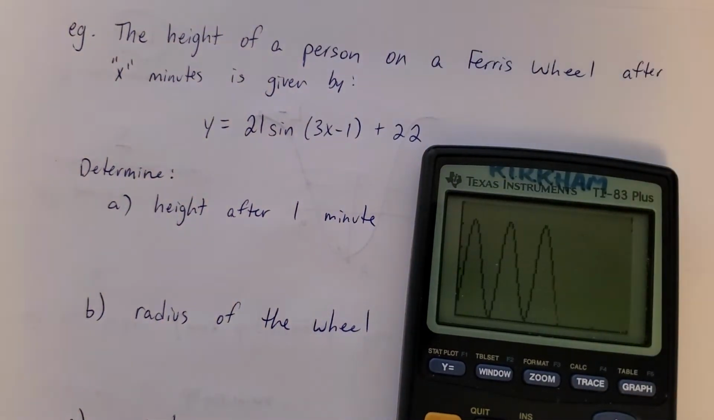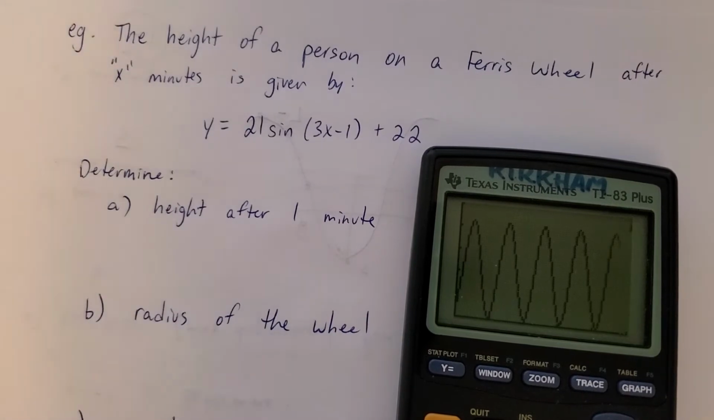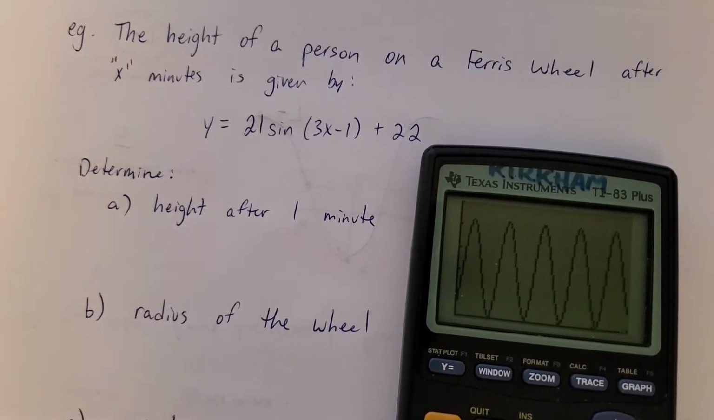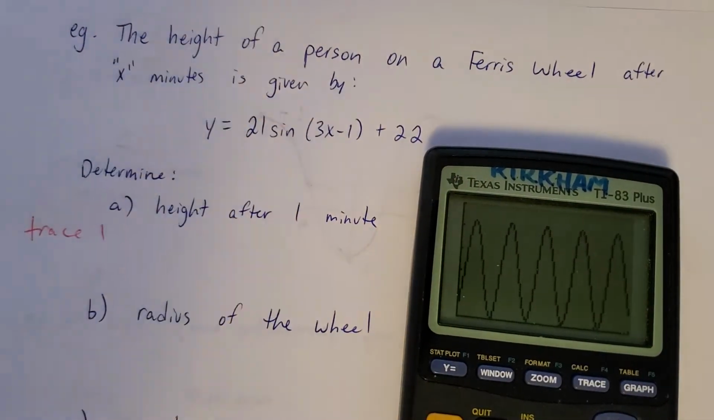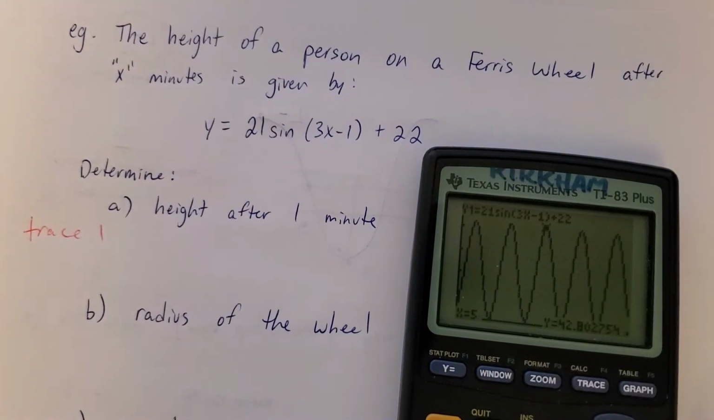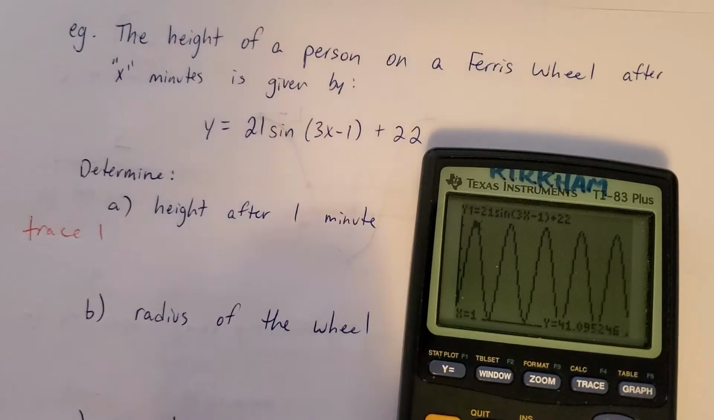So there's the Ferris wheel going up and down. Maybe you don't stay on for 10 minutes, or maybe this is a fast Ferris wheel. I don't know, I just made up the numbers. Okay, so determine the height after 1 minute. The height is a y value, so we just need to trace 1 here. I get 41.1.